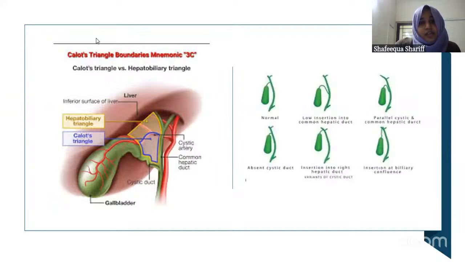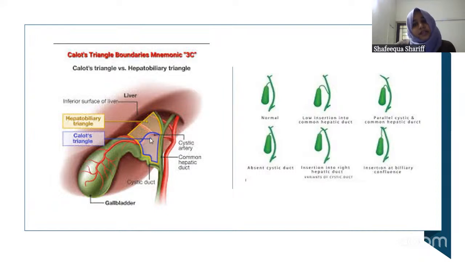So the very famous Calot's triangle is here. Sebastian mentions only Calot's triangle, but the New Bailey also mentions the hepatobiliary triangle and the Calot's triangle. It is the same thing, but a single border will change. In the hepatobiliary triangle, the superior margin is formed by the inferior border of the liver. This side is the common hepatic duct and it is the cystic duct inferiorly. The only difference is in the Calot's triangle, the cystic artery forms the superior border.